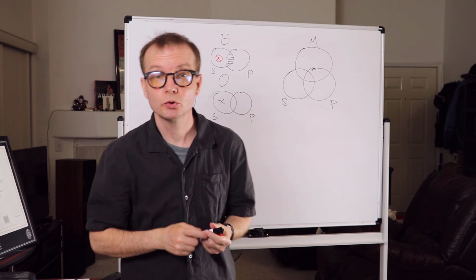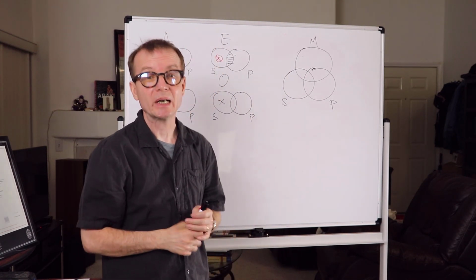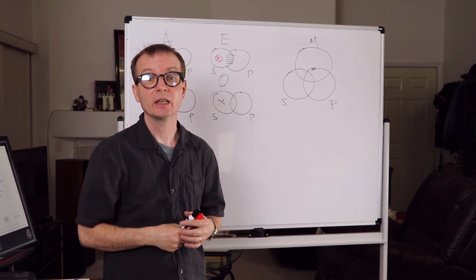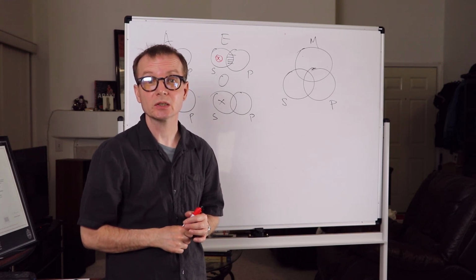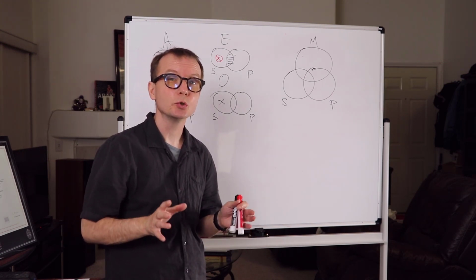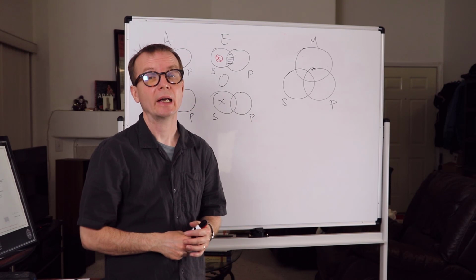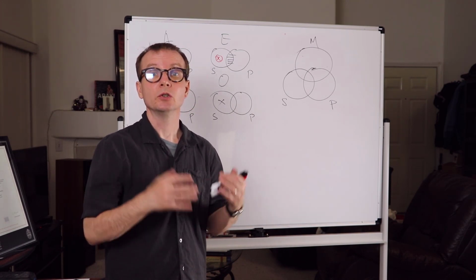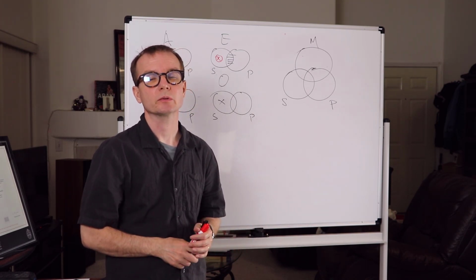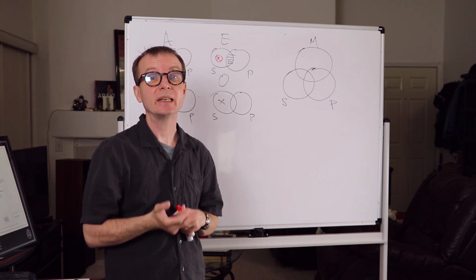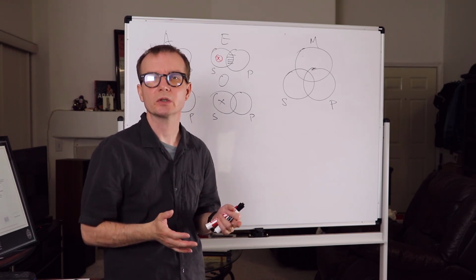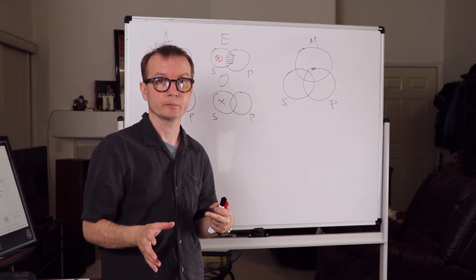And then you should follow the following rules. Marks, shading, or placing an X are entered only for the premises. You do not do anything for the conclusion at all. You inspect it for the conclusion. If the argument contains a universal premise, and this is very important, you do it first.